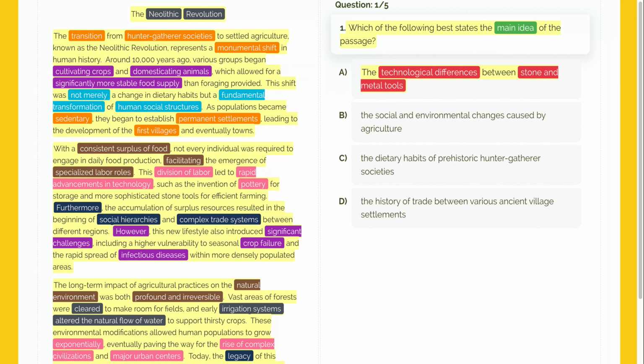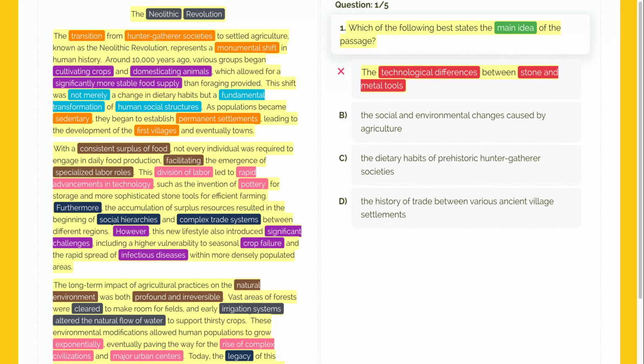While paragraph 2 does mention stone tools, metal tools are not even discussed in the text. Furthermore, tools are just one small detail used to support the idea of specialized labor. This is far too narrow and partially inaccurate to be the main idea. Therefore, this choice is incorrect.